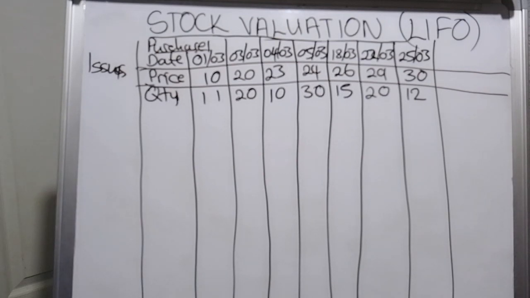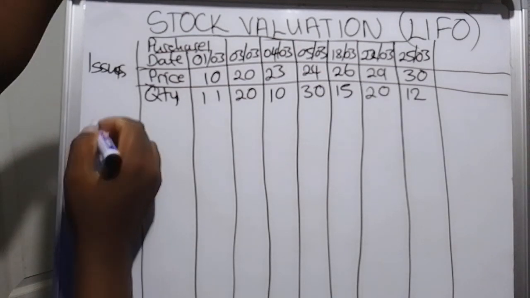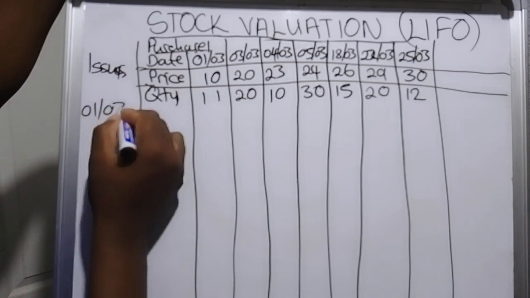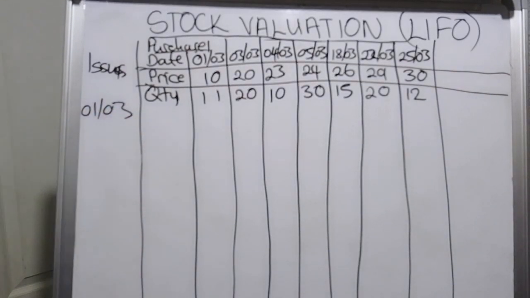Now we move to the issues and try to make some calculations and see how the organization was using this stock. Okay, on the first date, which is the 1st of March, we sold 7 items. So we come here and put the date, which is 01/03. We sold 7 items.